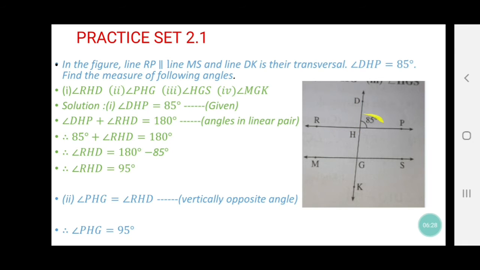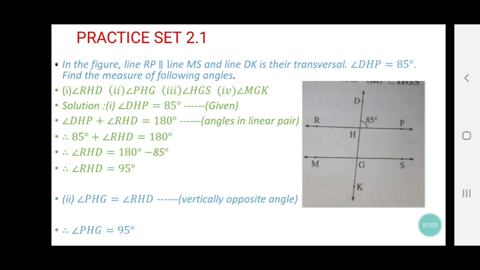I'll be applying which pair of congruent angles? Which pair of angles is forming over here? Not congruent. Okay. They are forming supplementary. Right. So these are angles in linear pair. If I add these two, I get the sum as equal to 180 degrees. Now this angle is with me, so I can calculate this. So it will be equal to 180 minus 85. 180 minus 85 is 95. So the measure of angle RHD will be equal to 95 degrees.